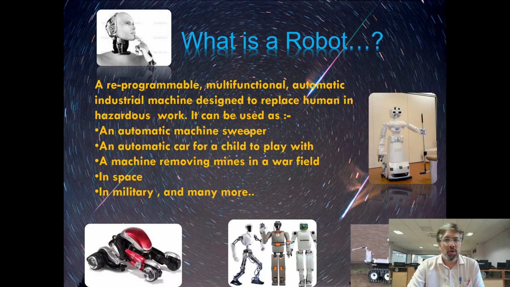So basically, what is a robot? A robot is nothing but a reprogrammable, multifunctional, automatic industrial machine which is designed to replace humans in hazardous work. Note that it is designed to help humans or replace humans in hazardous work. Hazardous work could include a chemical spillage or a nuclear reactor. There, instead of us going and doing the work, it will be helpful to use a robot in that scenario.